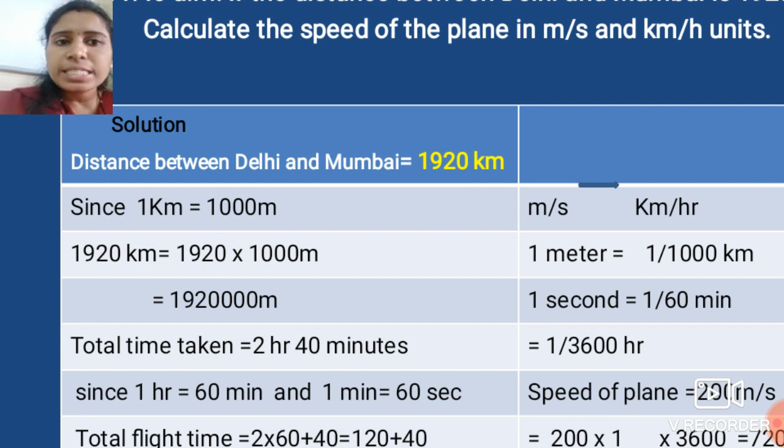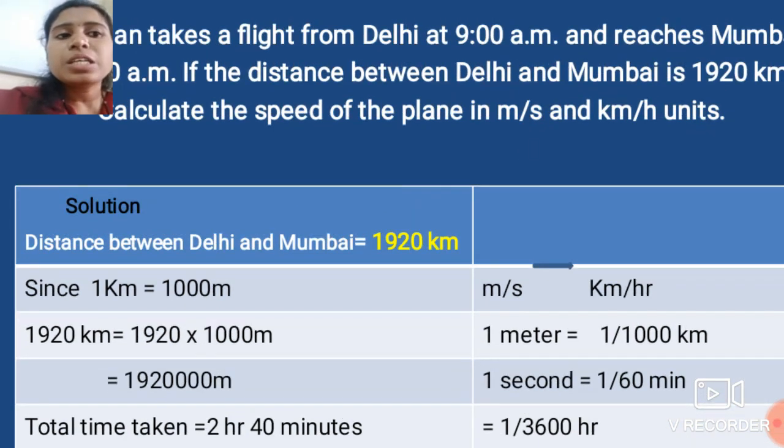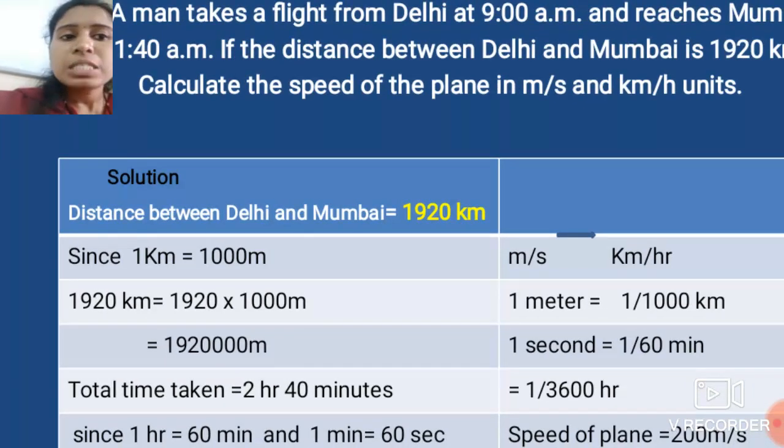1920 kilometer is the distance between Delhi and Mumbai. This distance is in kilometer. We have to convert it into meter because we have to calculate the speed of plane in meter per second.